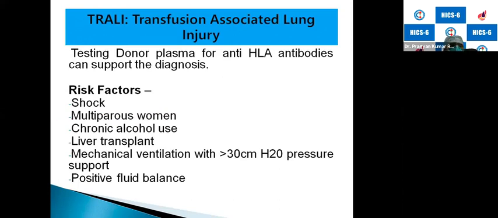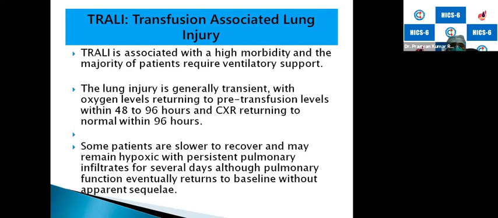Testing donor plasma for anti-HLA antibody can support the diagnosis, but that is not always possible. Common risk factors are shock, multiparous women, chronic alcohol use, liver transplant patients, somebody requiring high mechanical ventilation support of 30 centimeter, somebody with positive fluid balance. If somebody is having all those factors, they are more likely to go for transfusion associated lung injury. It is associated with high morbidity and majority of the patients require ventilator support, at least non-invasive ventilator support.